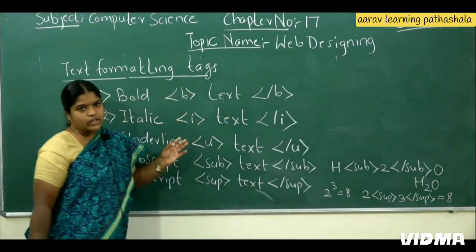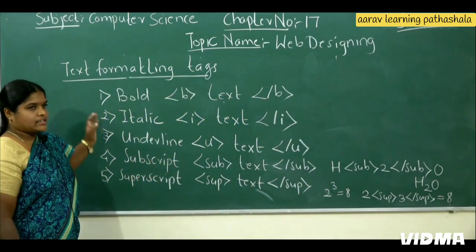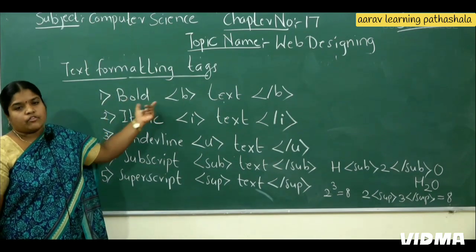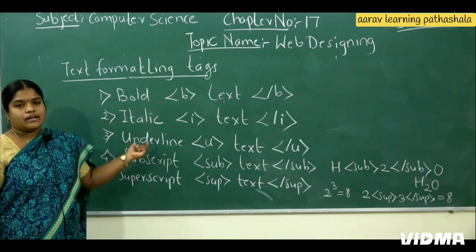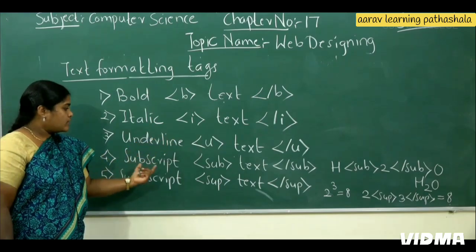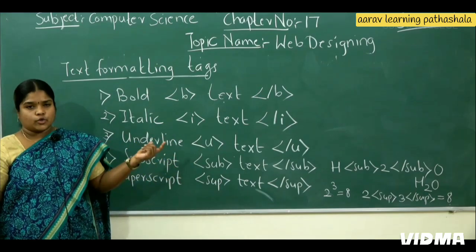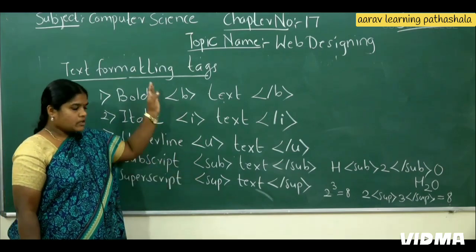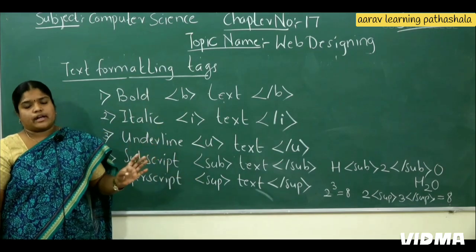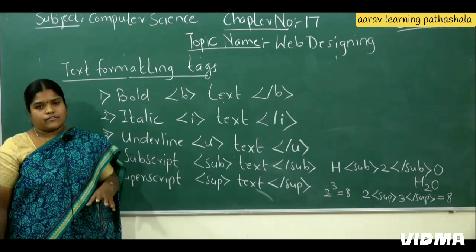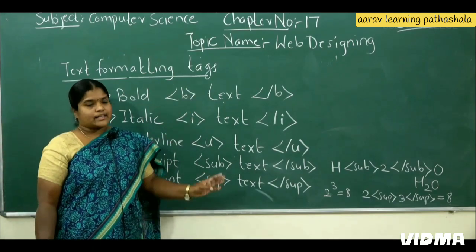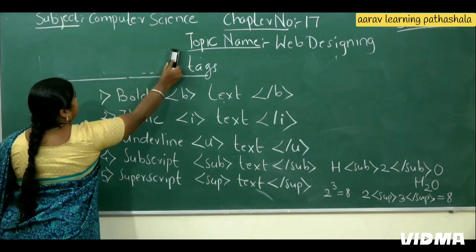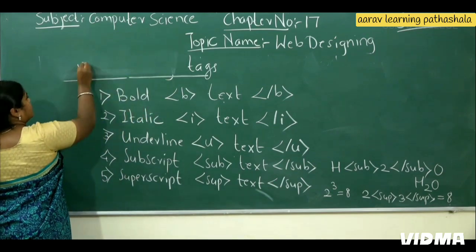So these are some of the text formatting tags. First one is bold. For bold we use <b>. For italic we use <i>. For underline we use <u>. For subscript we use <sub>. For superscript we use <sup>. So under this category we have studied around 5 tags with the syntax and example. Now after this we are going to study the heading tags.